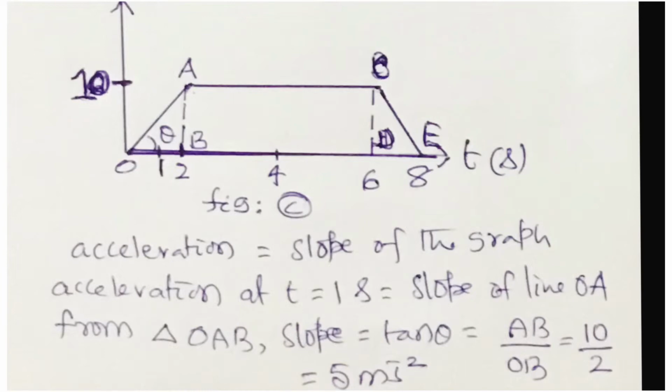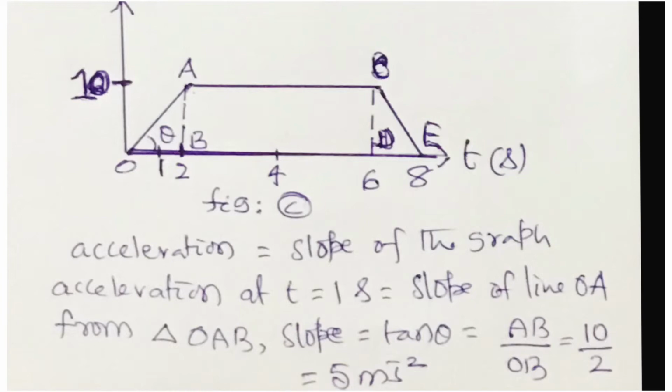Now let us see. The graph is OACE. These are the outer letters. Now, two more letters I have shown on the graph. One is B on the x-axis, another one is D on the x-axis. From the same graph, we will discuss two or three different questions, very important aspects.